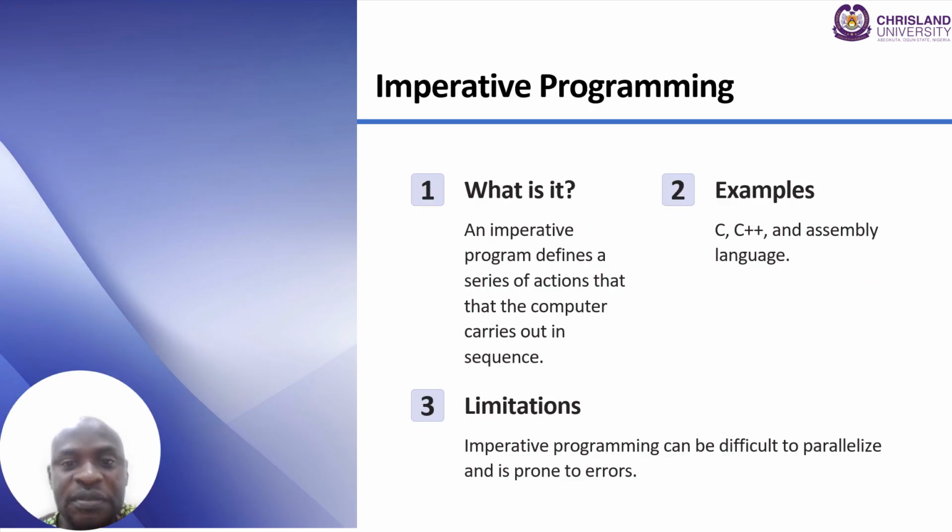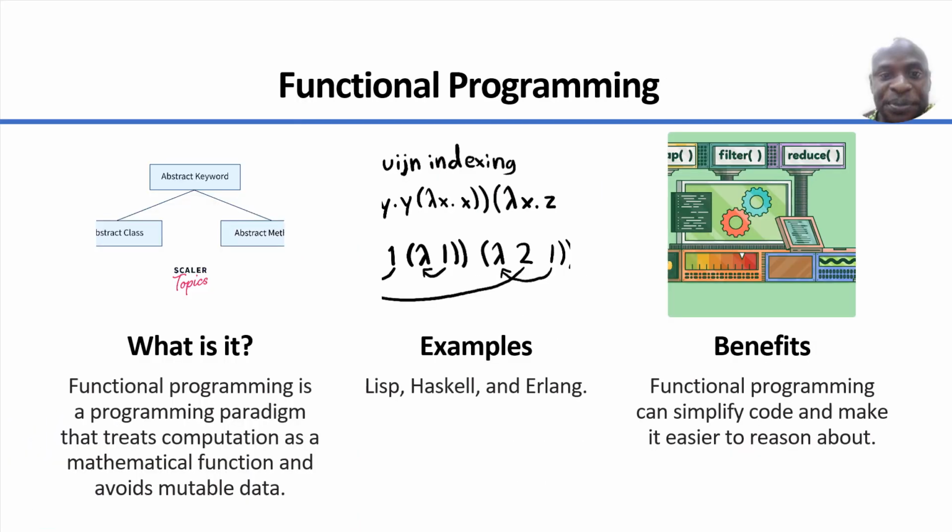Let's take imperative as an example. It defines a series of actions that the computer carries out in sequence, whereby programming languages such as C, C++, and assembly language use imperative in a sequential manner. And some of the difficulty is that most times it is difficult to compile and also prone to error.